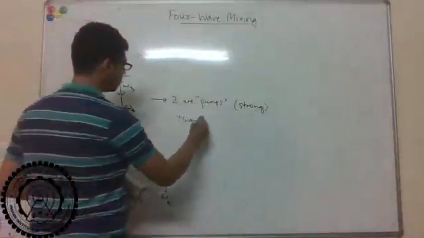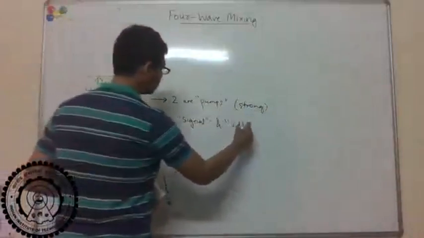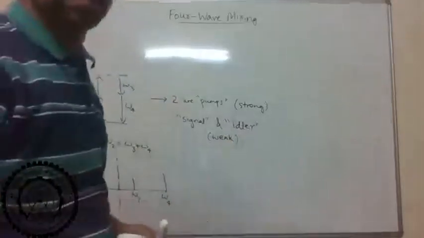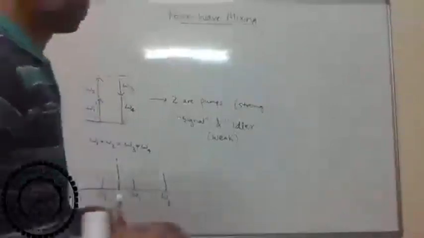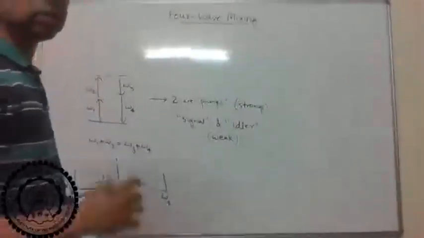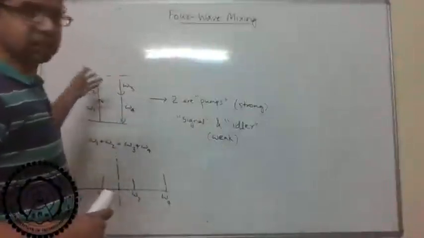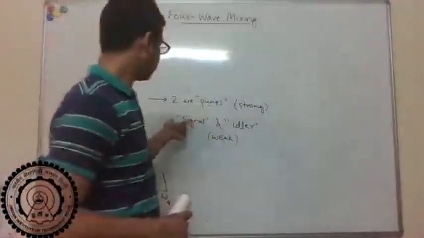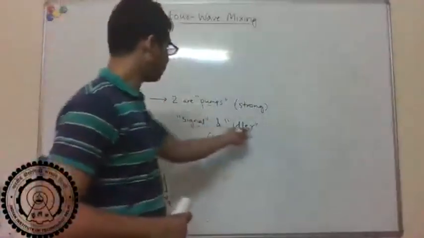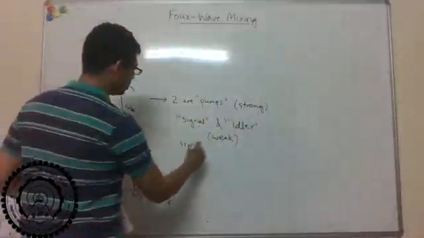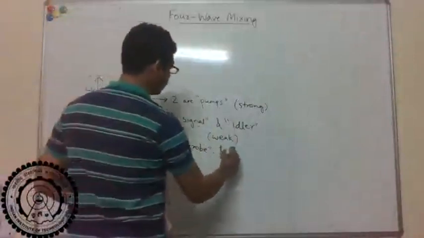signal and idler. These are weak. So two out of these four waves have much higher intensity than the other two. Those are referred to as pumps, and the weak ones are referred to, one as signal, the other as idler. Or sometimes they are referred to as probe and conjugate.